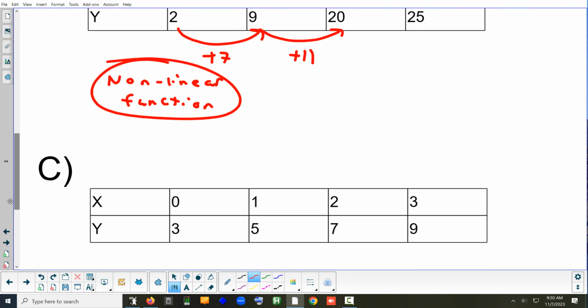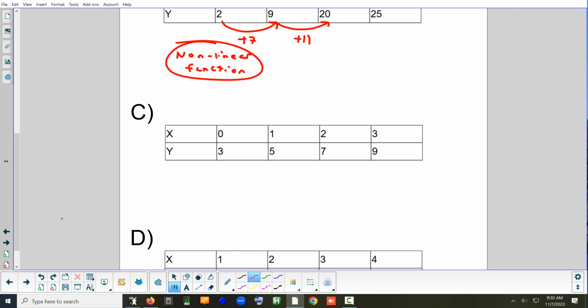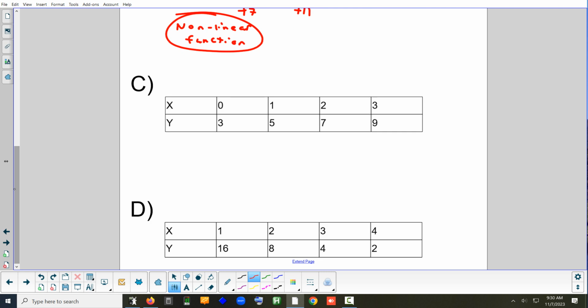All right, so why don't you guys try C and D. And remember, you're just writing down whether it's a linear or a non-linear function. Right, and we'll check in with you guys as you do those.